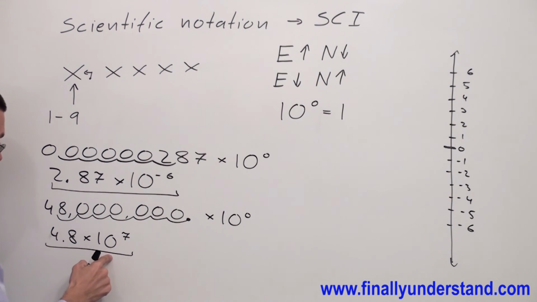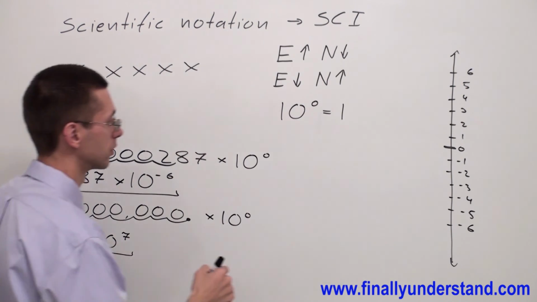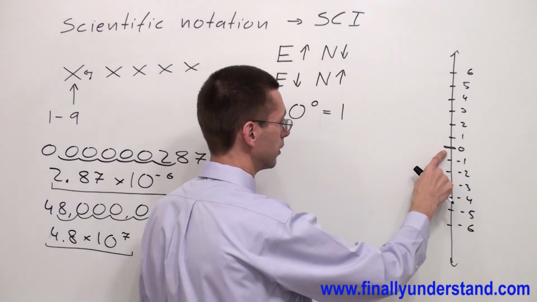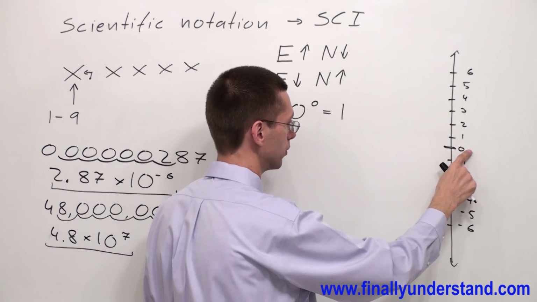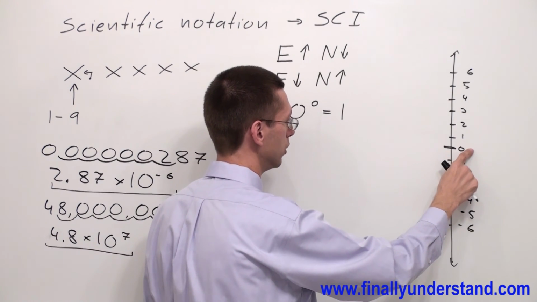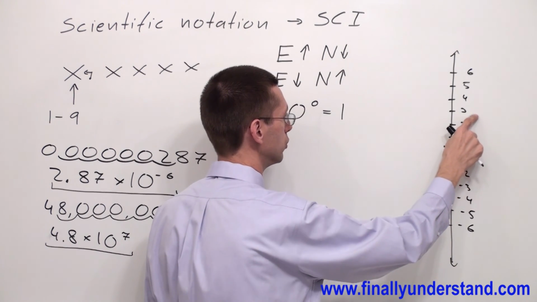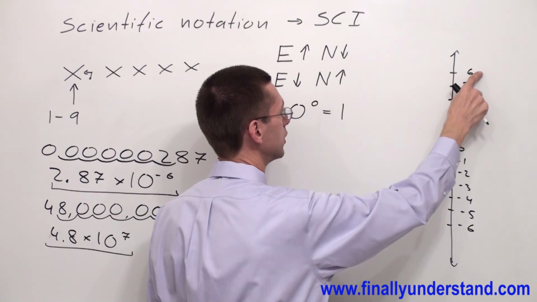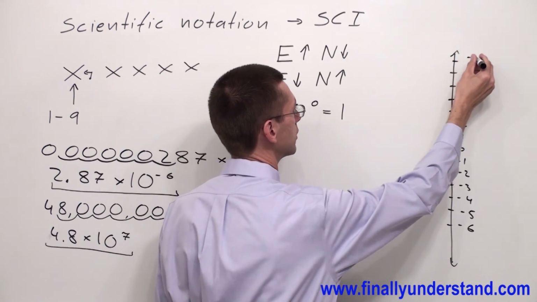If you have difficulties with seeing that, just look at the number line. Okay, we start from 0 and we're supposed to increase the exponent 7 times. 1, 2, 3, 4, 5, 6, and we have 7 over here.